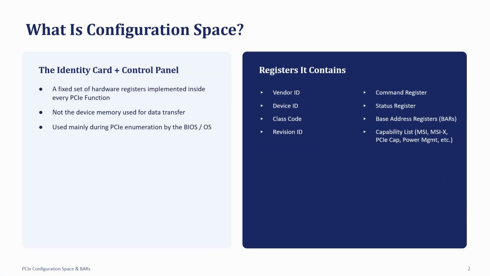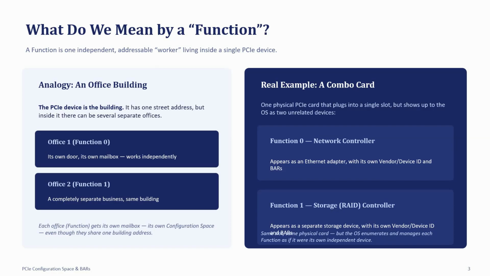Now, first of all, let us try to understand what a configuration space is. Basically, a configuration space is a kind of address registers or a kind of memory which is present inside a particular PCIe function. Now, what is a PCIe function? Let us first understand what a PCIe function is and then come back to the definition of configuration space. Basically, a function is one independent addressable worker living inside a single PCIe device.